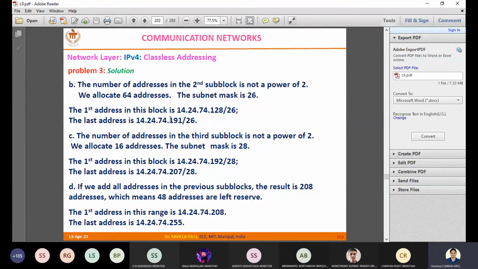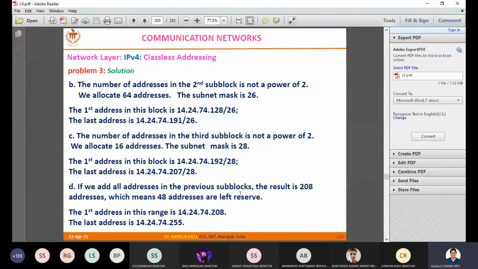And what will be the first address of this block? Earlier we stopped at 191. Now we start with 192, 74.192/28 up to 74.207/28. Okay. Now, what is the total number of addresses we have allocated or we have provided?